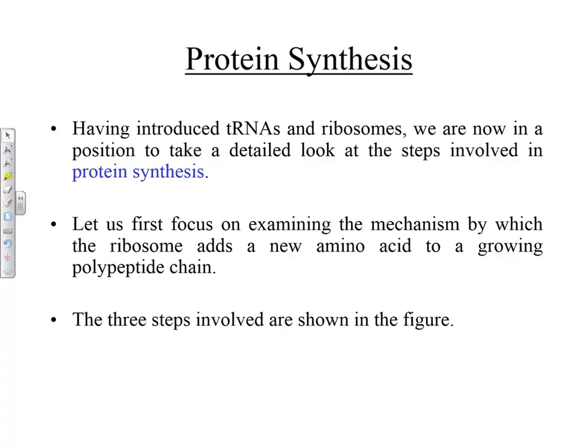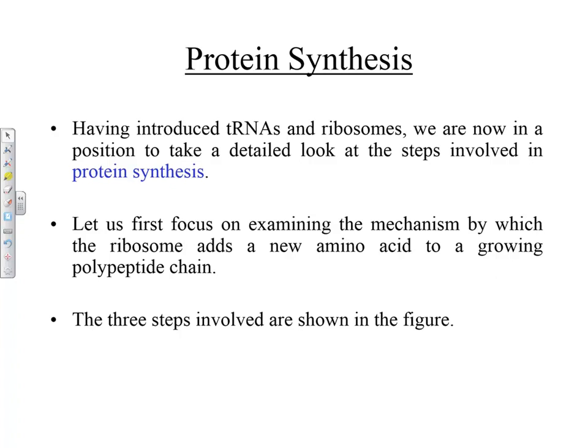So having introduced transfer RNAs and ribosomes, the small ribosomal unit and the large ribosomal unit, we are now in a position to take a detailed look at the steps involved in protein synthesis. There are 3 things here. How does protein synthesis start? How does it end? And in between, how do you elongate a protein chain, one amino acid at a time? So let's say we have started protein synthesis and now we just want to elongate. That's what we'll focus on first. Let's first examine the mechanism by which the ribosome adds a new amino acid to a growing polypeptide chain.